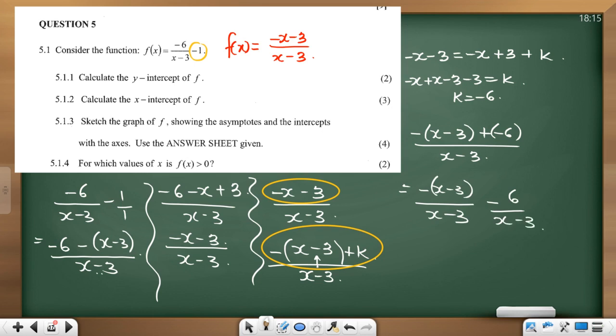You remember what we do? We split the numerator since we are dividing by one denominator. That goes minus 1 minus 6. And I can rearrange this to look like a hyperbola: minus 6 over x minus 3 minus 1, which is we've gone back to the equation that we were given.